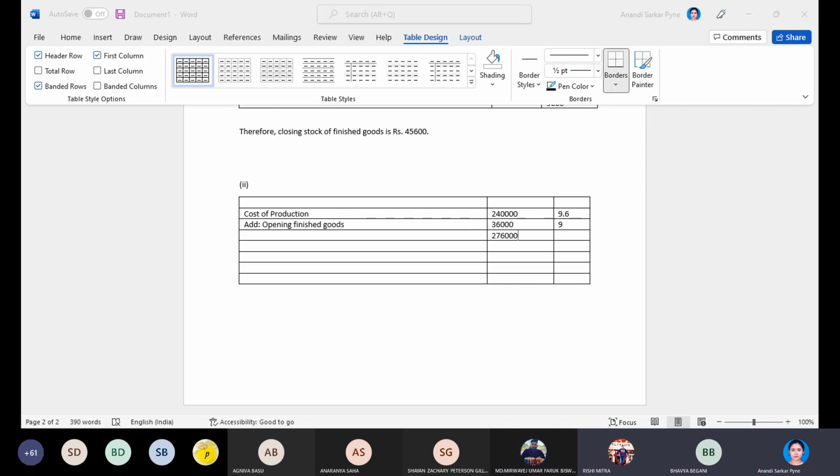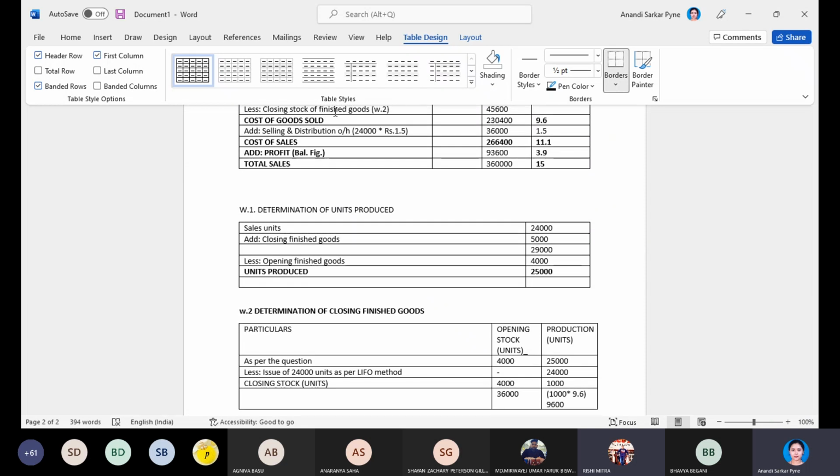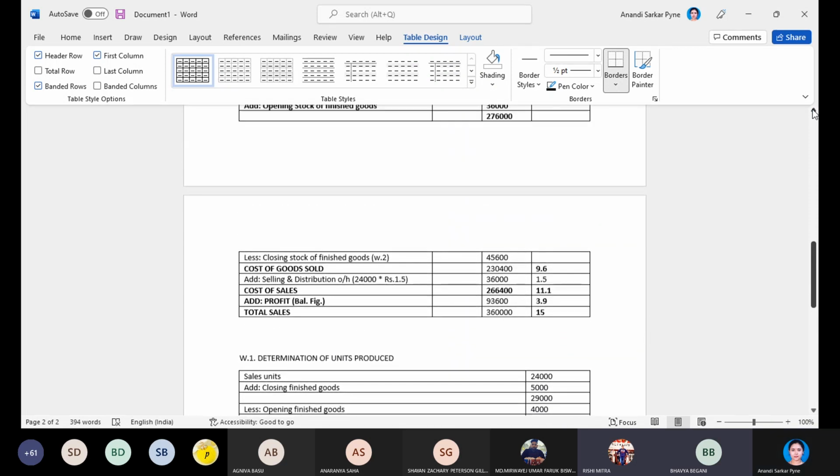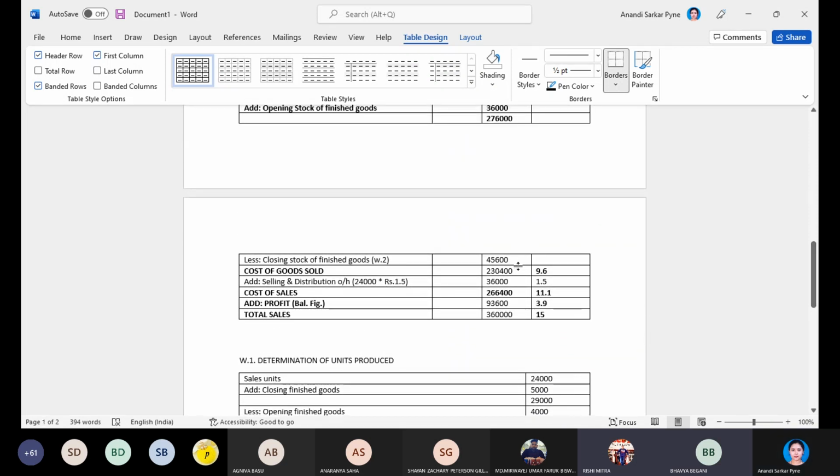Yes, ma'am. 2,76,000. Now along with that we will deduct closing finished goods. Now we have a rate over here which is 9.6, right? 9.6 for 1,000 units and 9 rupees for 4,000 units.